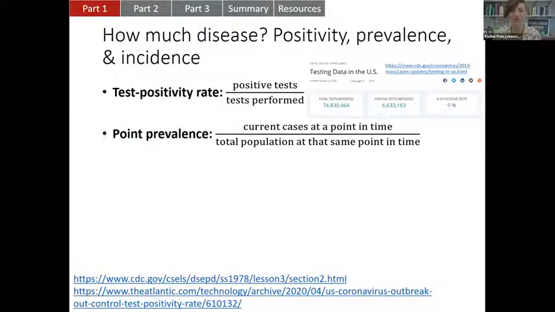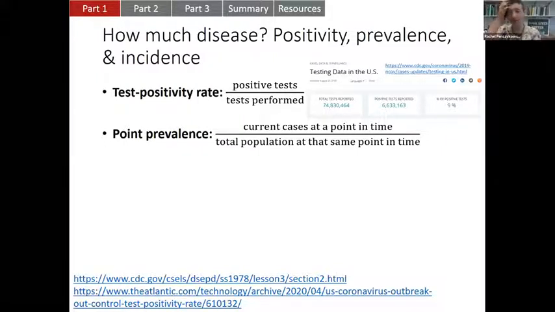And if we look at the current testing data in the US as of this morning, when I screenshotted this bit of the CDC's dashboard on testing, we see that there have been in the US more than 74 million tests reported, more than 6 million of those have been positive, so about 9% positive tests. But that is not the same as saying that 9% of the US population has been infected, because a lot of us have not been tested.